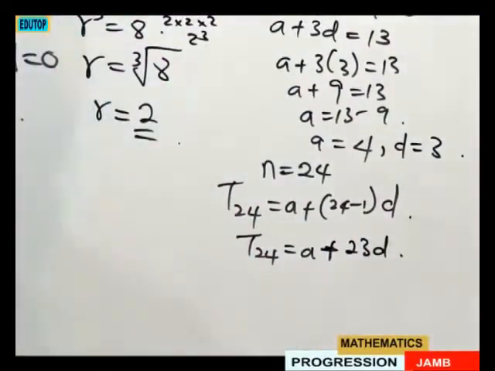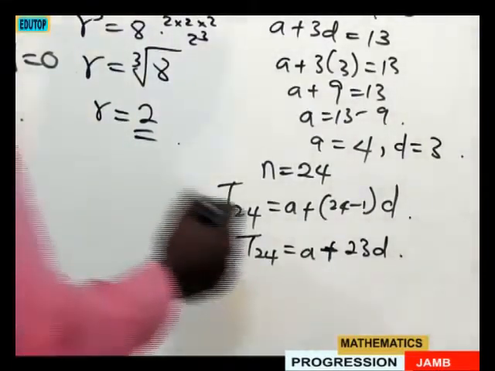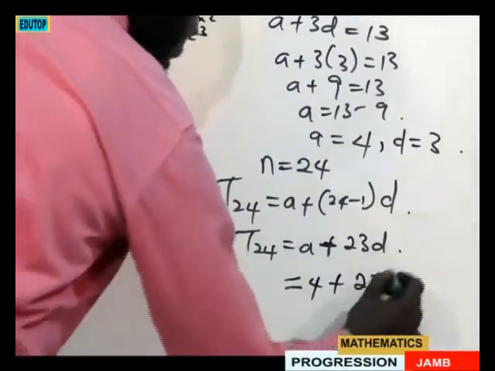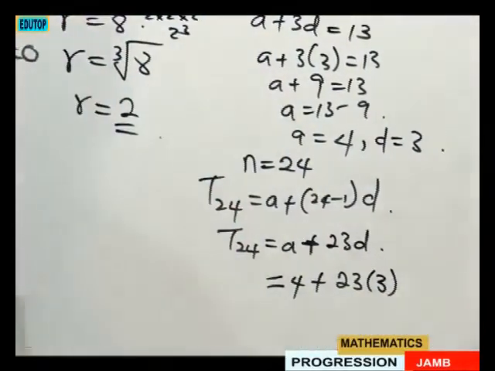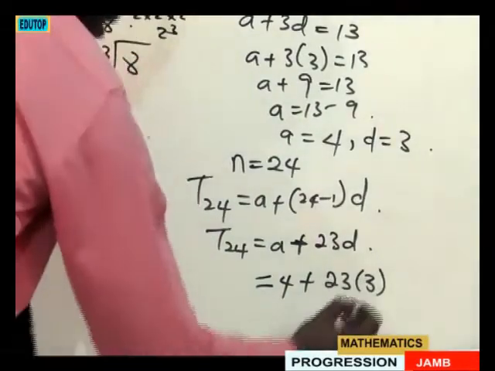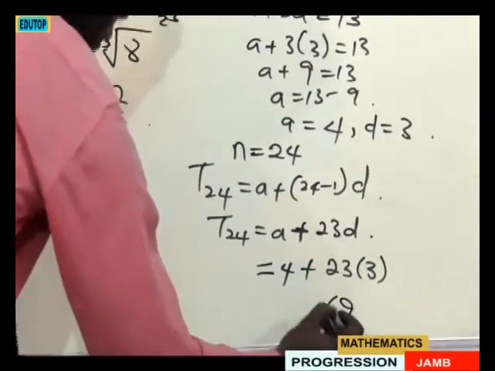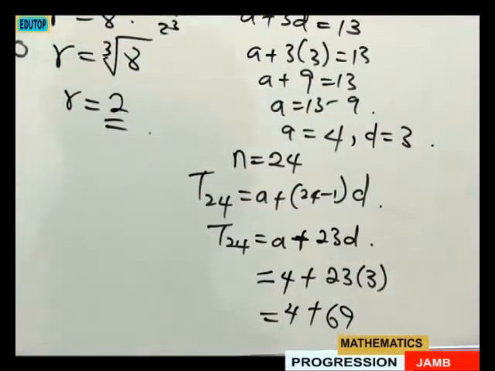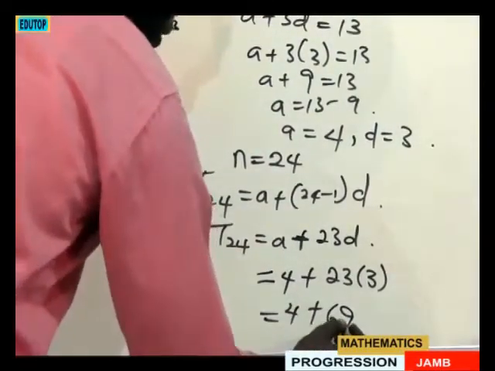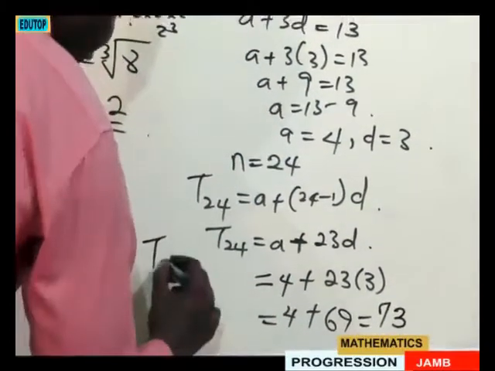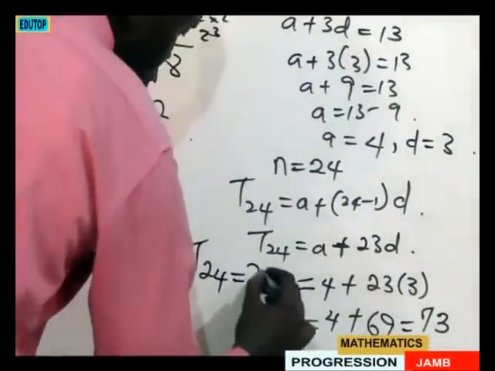So let's now solve for this 24th term. What is our A? Our A is 4 plus, what is our D? Our D is 3. So what are we doing here? 23 times 3, that is 3 times 3, 9, 3 times 2, 6, so we have 69, plus 4, that would be 73. So our T24, that is the 24th term, will be 73.